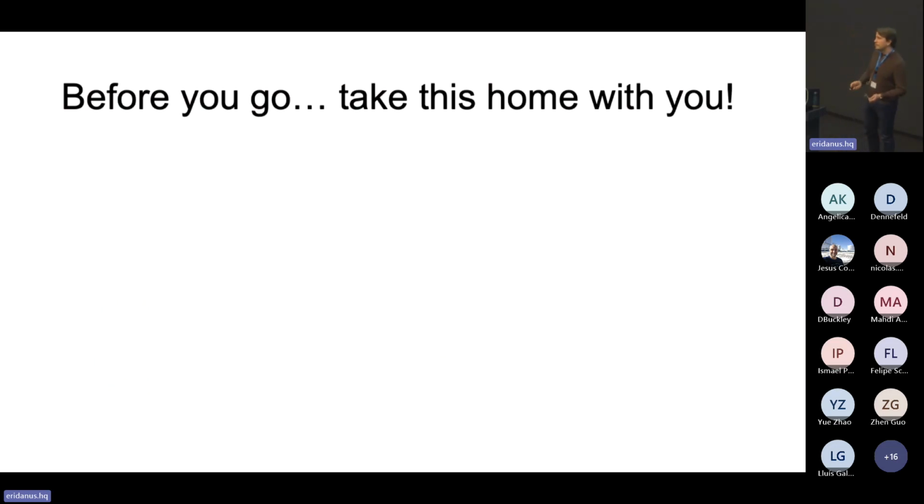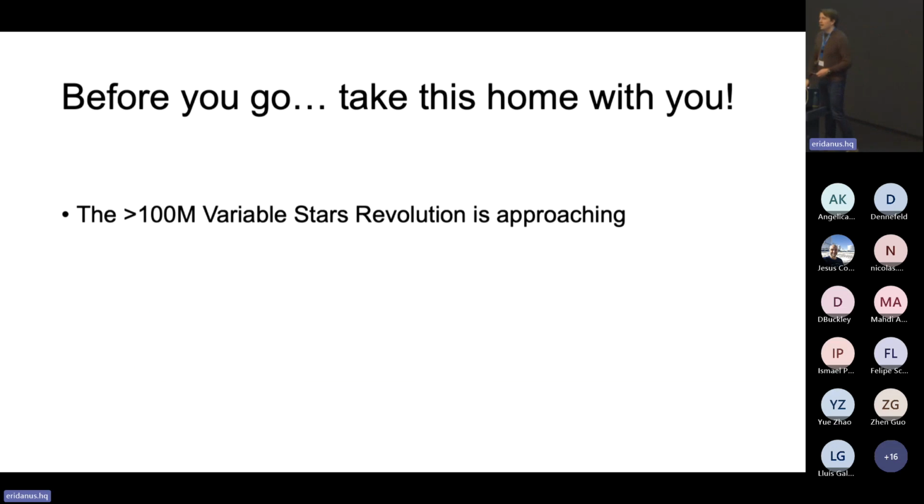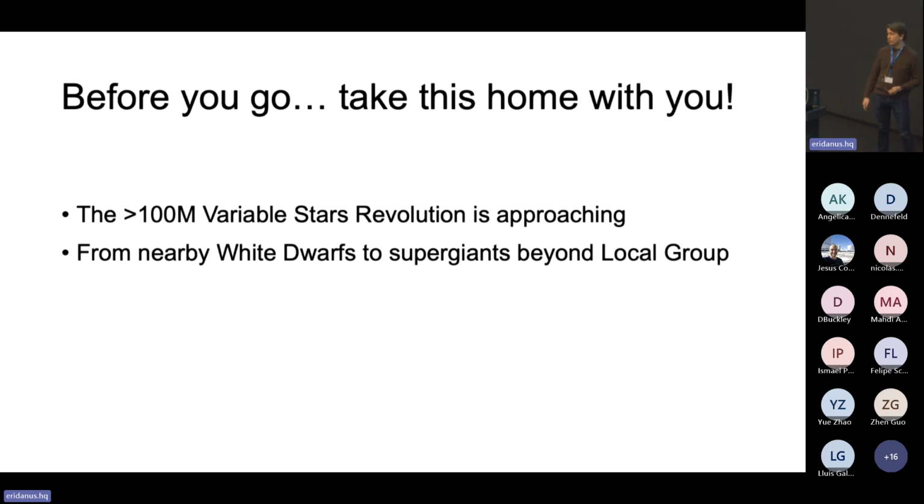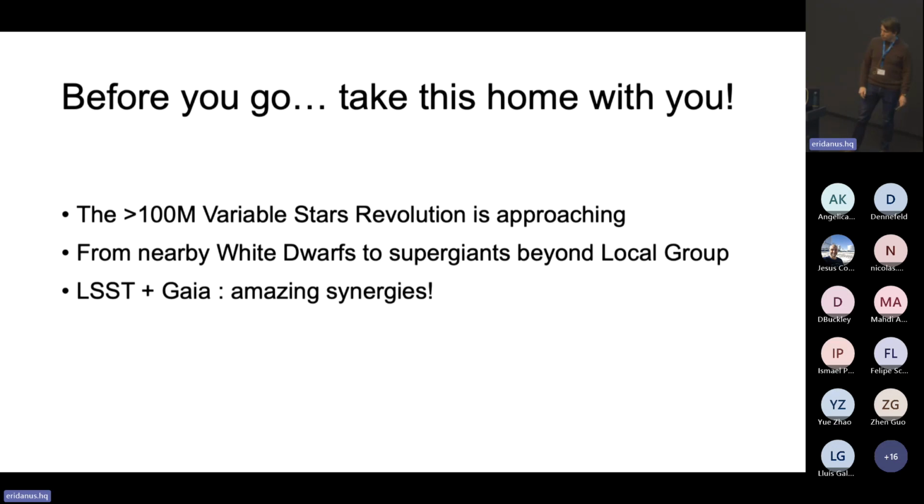So in case you're not that interested in stellar variability, I would just like to get one slide of your attention. Some take-home messages here. I think stellar variability is about to enter a new revolution. We will go to the era of hundreds of millions of variable star sources. And this is driven on the one side already by Gaia, but then of course extended very, very significantly by LSST. And this will cover all sorts of types of objects, from very nearby white or brown dwarfs all the way out to extragalactic variable stars. And it's just an absolutely fantastic field to work in.